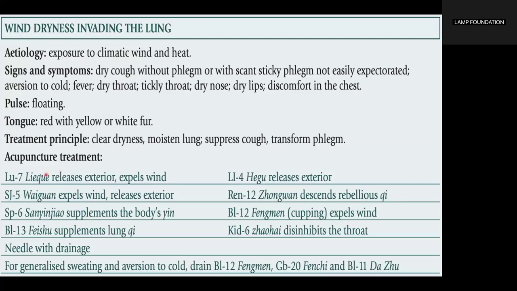Acupuncture treatment: we use lung 7 to release exterior and expel wind, Sanjiao 5 to expel wind and release exterior, spleen 6 to supplement the body's yin, bladder 13 to supplement lung qi, Li4 to release exterior, Ren 12 to descend rebellious qi, bladder 12 using cupping expels wind, kidney 6 to disinhibit the throat. We needle with drainage. For generalized sweating and aversion to cold, we drain bladder 12, gallbladder 20, and bladder 11.